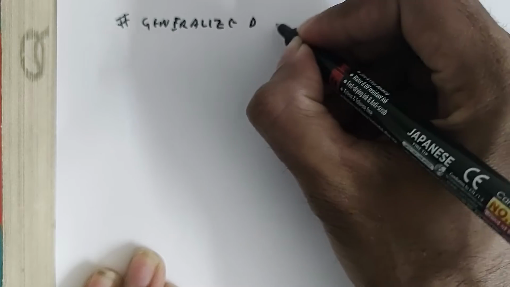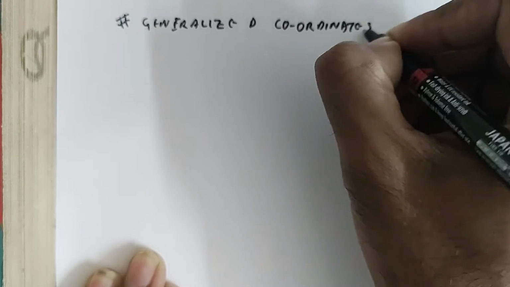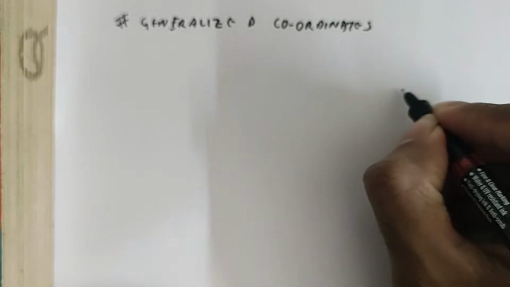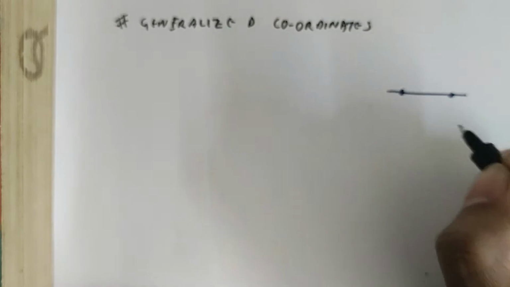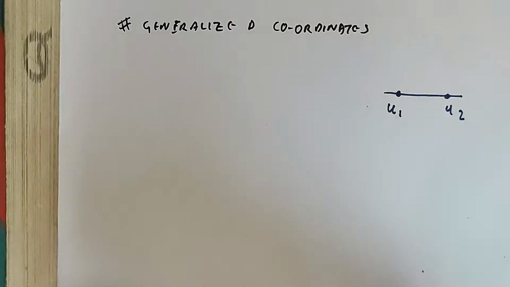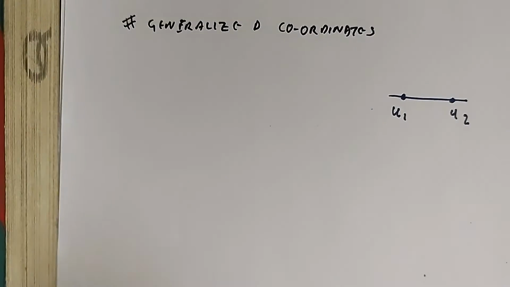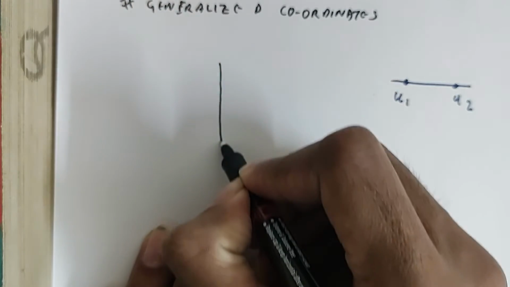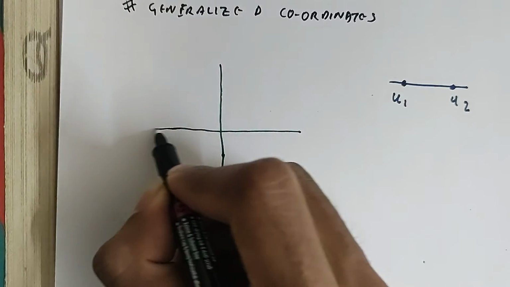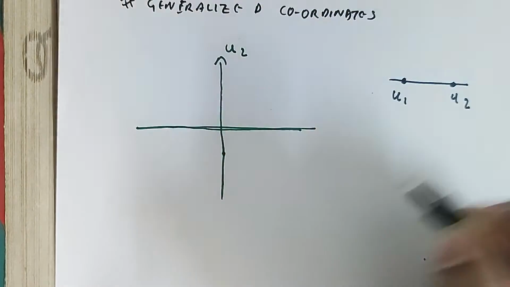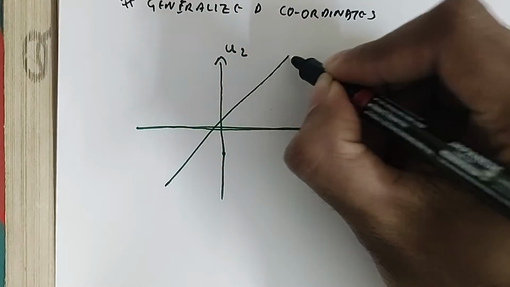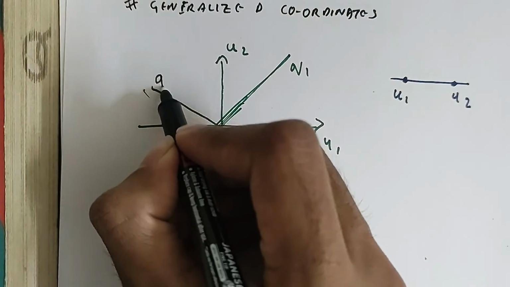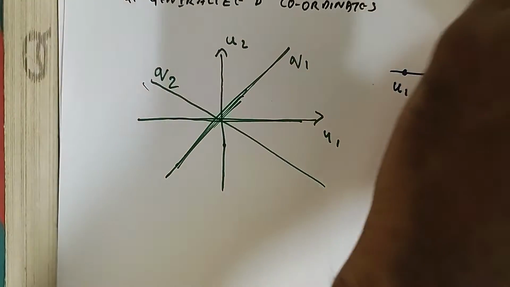Now we are going to see what are called generalized coordinates. Suppose we have this configuration. This is my u1, this is my u2. I can represent it graphically in the following way. This is my u2, this is my u1, and I say it passes through the center. This is my q1, this is my q2.